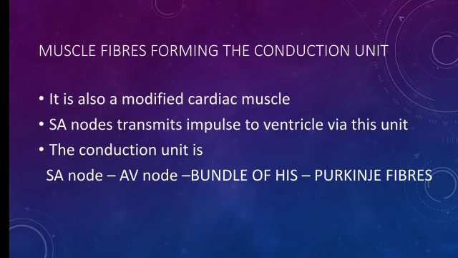The SA node transmits the impulses to the atria directly as it is present in the atria, but it has to be transmitted to the ventricles. If it has to be transmitted to the ventricles, there is a requirement for the conduction unit, and the actual pathway for the conduction is from the SA node to the AV node, and from there it is conducted by the bundle of His and the Purkinje fibers, and this transmits the action potential throughout the ventricles, and there comes the ventricular systole, or ventricular contraction, by means of depolarization.